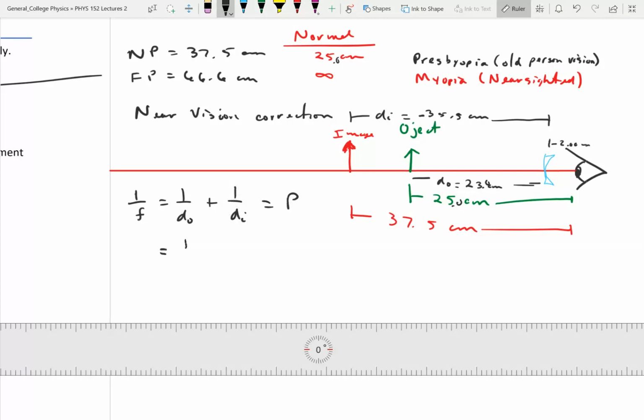So that's going to be equal to 1 divided by, oops, distance object was 23.0 centimeters. Now I'm going to change that from centimeters to meters, 0.230 meters. The reason to do that is because power is given in units of inverse meters. Plus 1 over, and the distance image is minus 0.355.